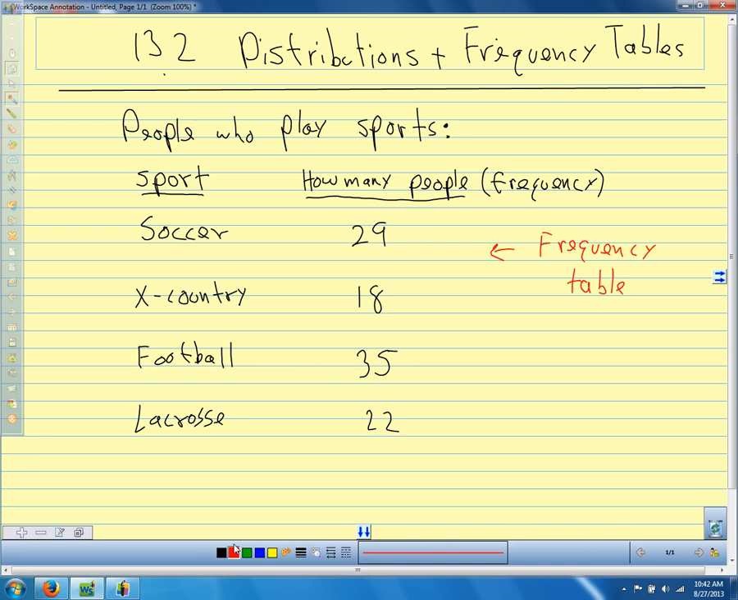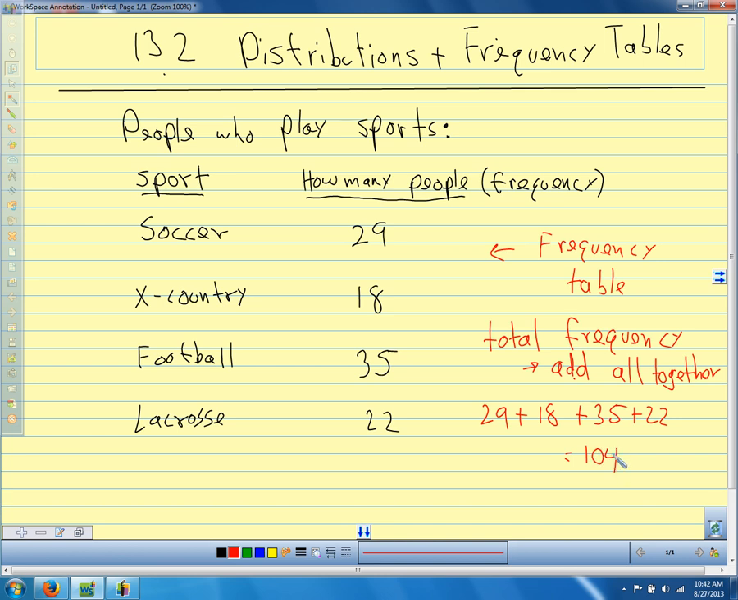So you'll see these words in your homework. You might see them on a quiz or a test. So the total frequency just means how many added all together. So the total frequency here is 29 plus 18 plus 35 plus 22. Plug those in, 104. So in this particular group of athletes, there are a total of 104 people. So we call that the total frequency. Total frequency just means add all the things we're talking about.